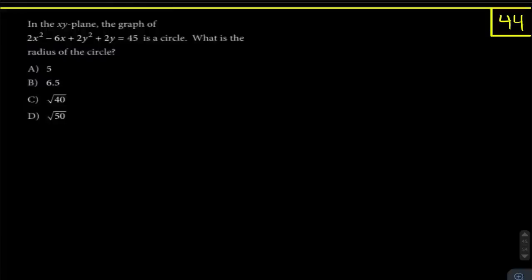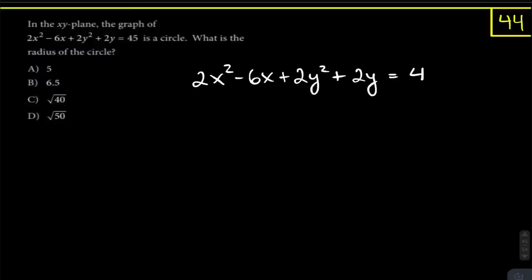So let's start off here. We're given 2x squared minus 6x plus 2y squared plus 2y equals 45. And you can see here, this is really gross. We're given like 2s and 6s, right? These are all multiples of 2 on this side. And of course, it's going to be hard to complete the square when we have something out front of the x squared anyway. So what I would just do is divide both sides by 2 to make your life a heck of a lot easier.